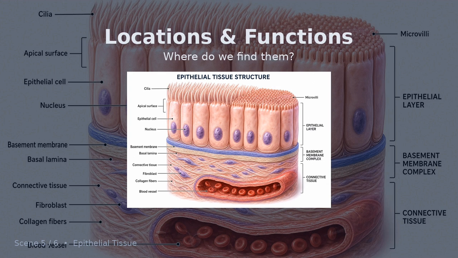Ciliated columnar lines bronchioles, fallopian tubes, and brain ventricles. Functions: absorption, secretion, and moving mucus and oocytes. Stratified squamous epithelium lines skin, mouth, esophagus, and vagina. It protects against injury, water loss, UV rays, and foreign invasion. Transitional epithelium lines the urinary system, allowing stretching of the bladder and ureters.